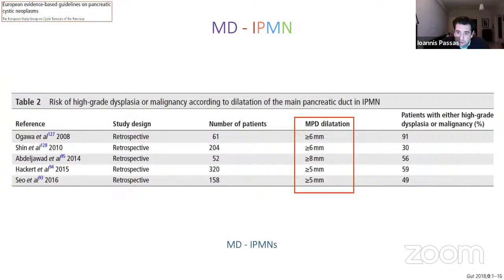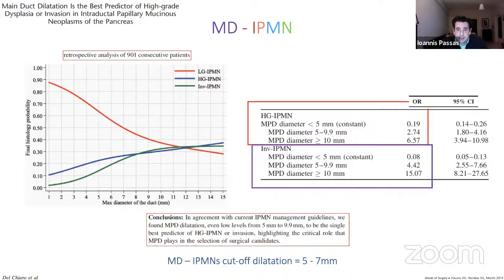So regarding the main pancreatic duct, one of the main features of being at risk for cancer is the diameter of the main pancreatic duct. And when it starts being above 5 millimeters, the risk starts. And we can see here that there is an area between 5 millimeters and 10 millimeters where progressively the risk for high-grade dysplasia and invasive cancer grows. Above 1 centimeter, the risk is quite high.